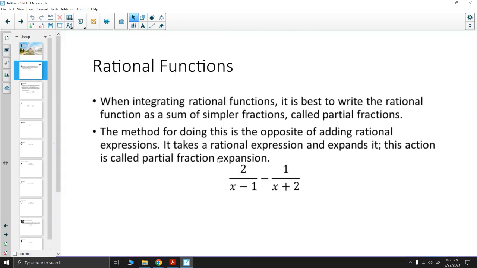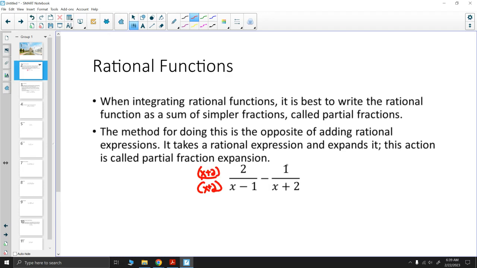Essentially the idea here is that we want to simplify it a bit, and that is we want to make our rational function a sum or difference of smaller, simpler fractions called partial fractions. The method for doing this is actually the opposite of adding or subtracting rational expressions. So rather than something like here where we take this subtraction and combine it, as a reminder, when we do something like this, if we're combining this thing, we need to get common denominators.